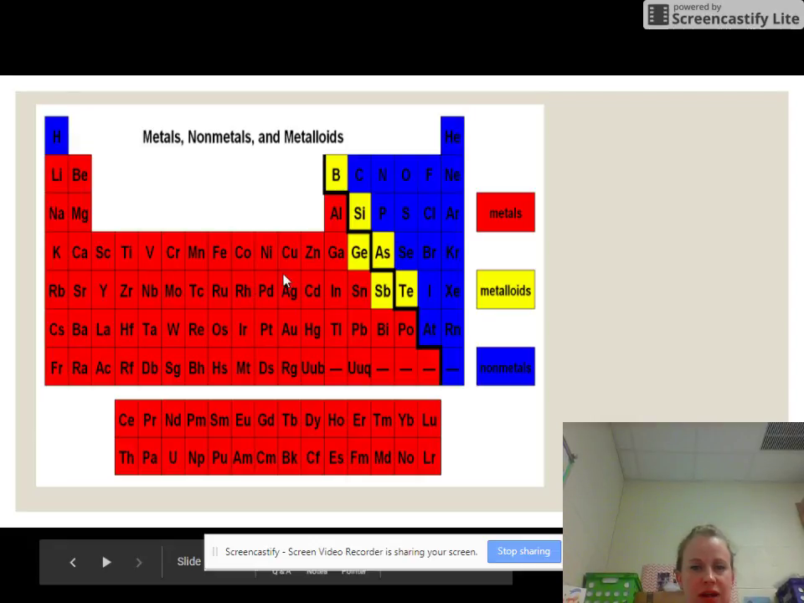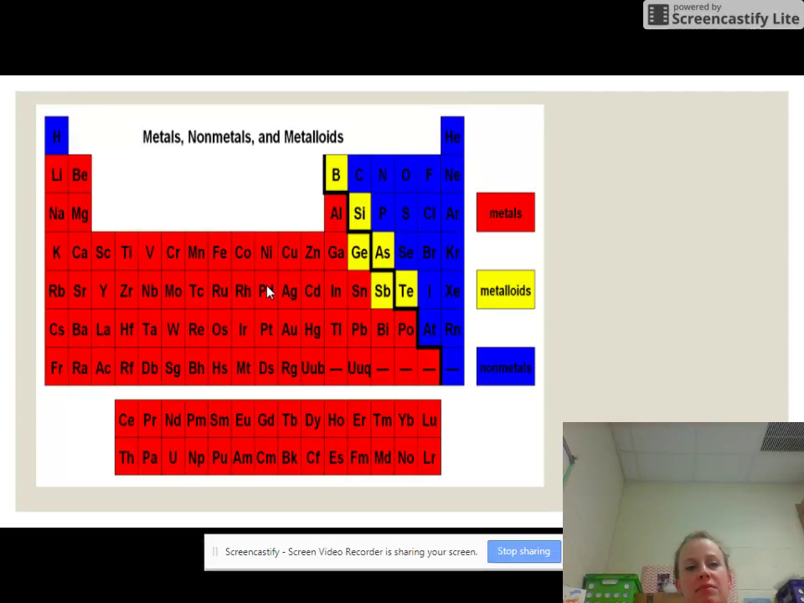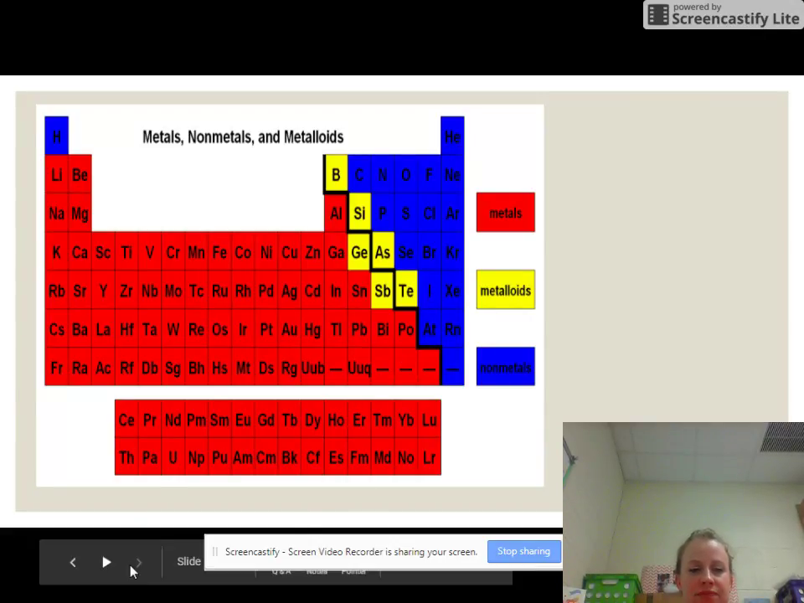And so if you look at this periodic table right here, you can see that most of the elements are metals. There's a few that are metalloids, and then a little bit more than the number of metalloids that are nonmetals, but most of the periodic table are metals. I hope this helps.